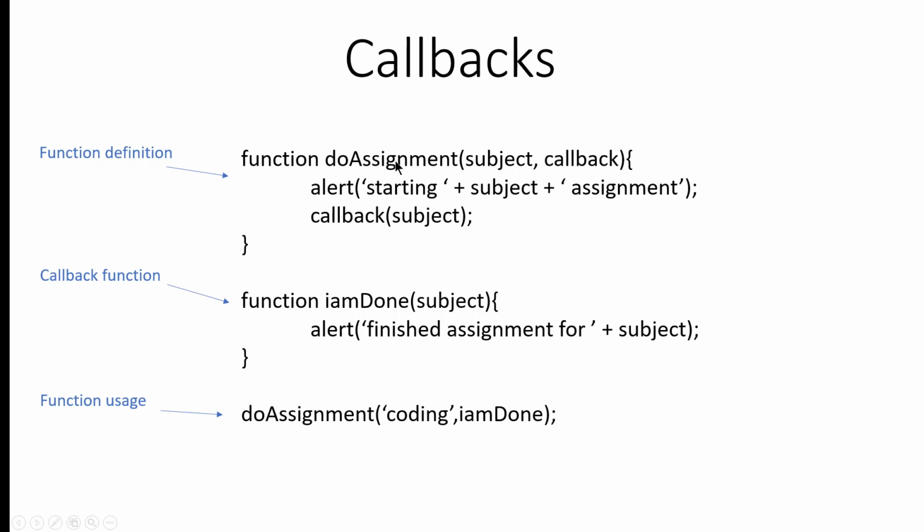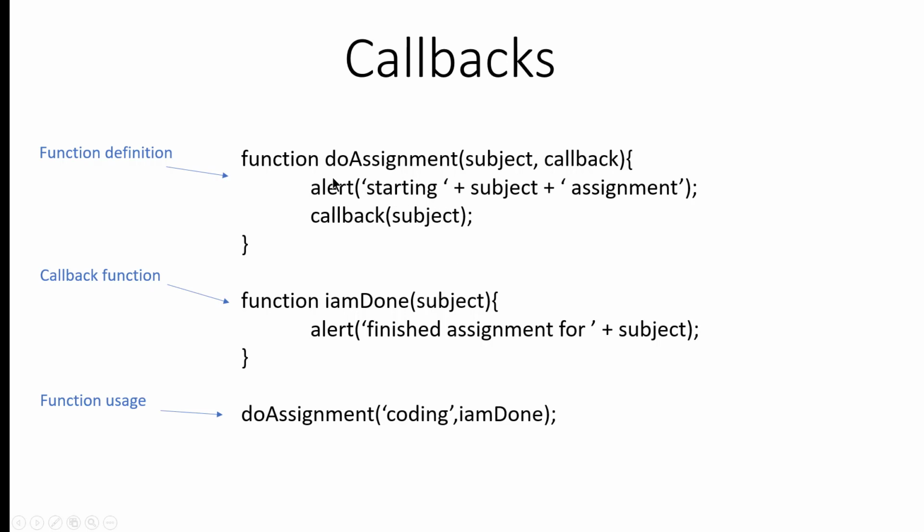So this is our original function, and this is our callback function. We're doing this as a named function at the moment, a named function called I am done. When we actually go to use this function, we will pass in a value, which is our subject, and another function, which is the callback. So when this function completes, it calls this function.